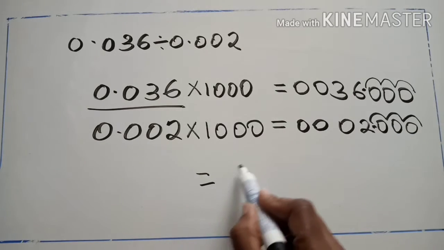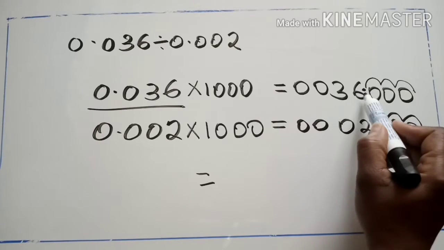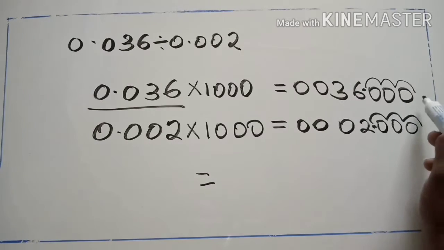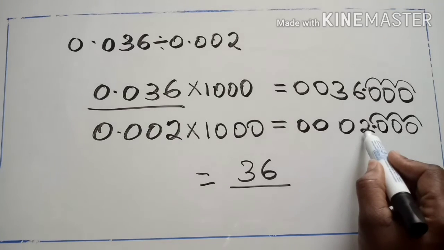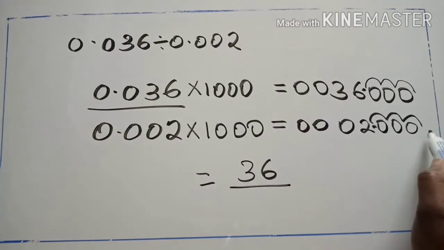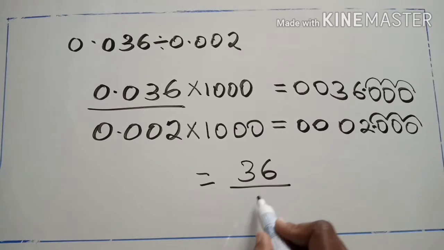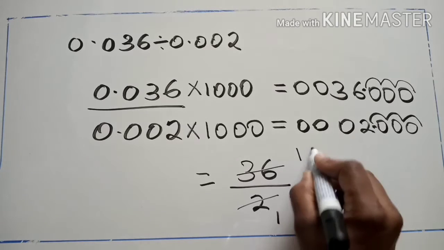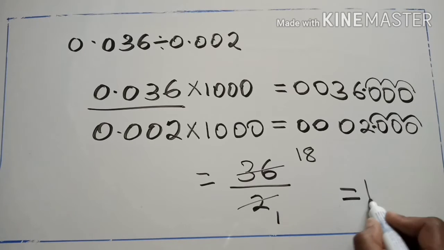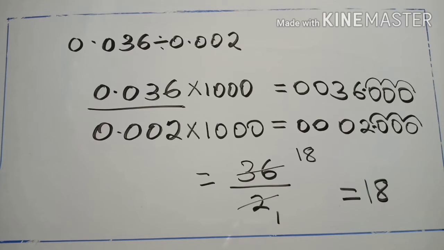So that now we have 36.00. These zeros don't matter anymore. So we have 36 over 2. The zeros after the decimal don't matter. So this is divided by 2. 36 divided by 2, you should be able to cancel and say divided by 2, 1. 36 divided by 2 is 18. So our answer here is 18.